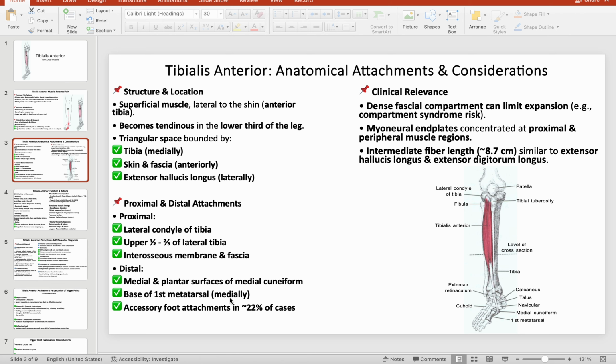And then the base of the first metatarsal, there we go.